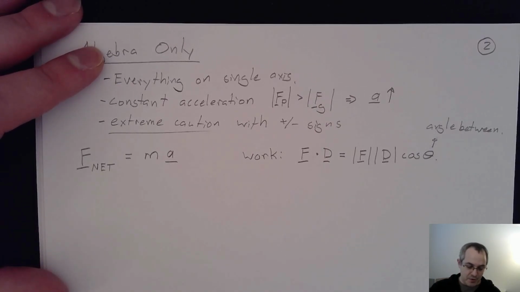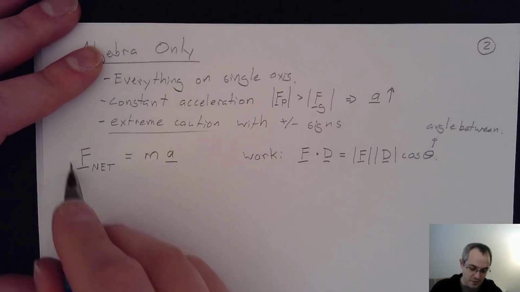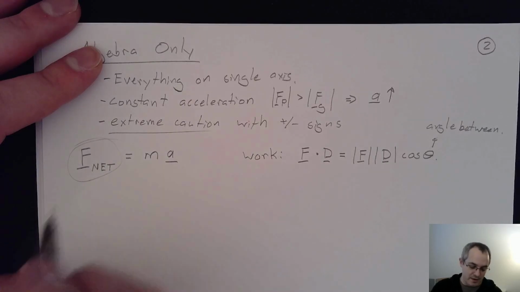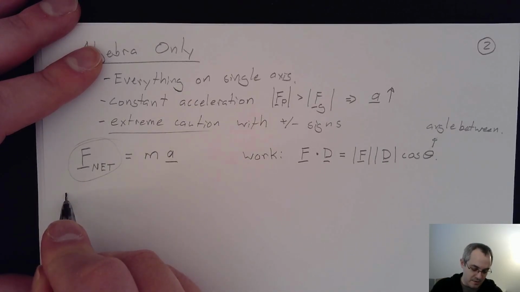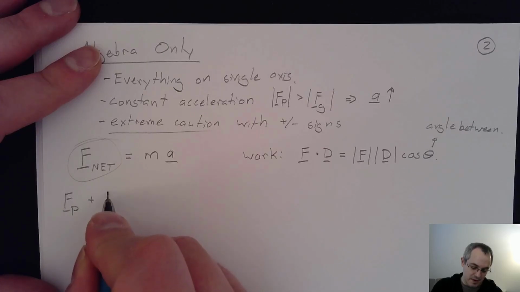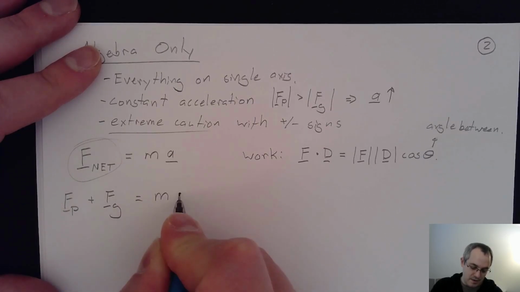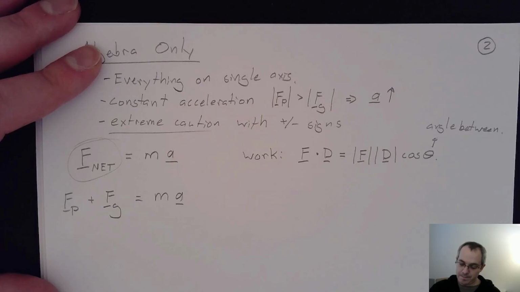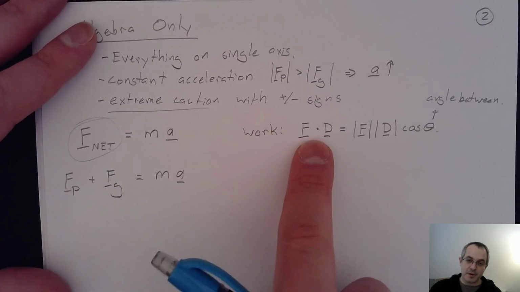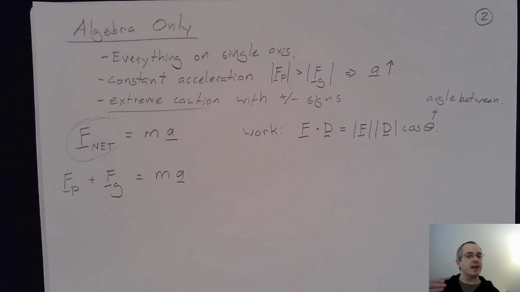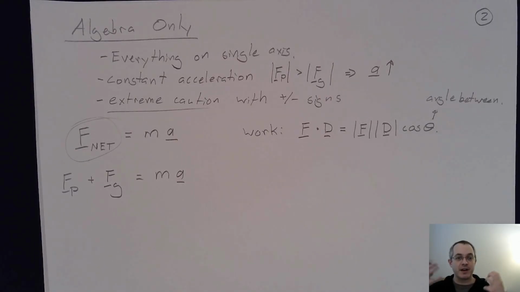Let's get to that situation, though. Let's break up our F net and have this be Fp plus force of gravity equals ma. And now we want to apply work, okay? So that way it's energy. We're just going to make all of it some kind of work.